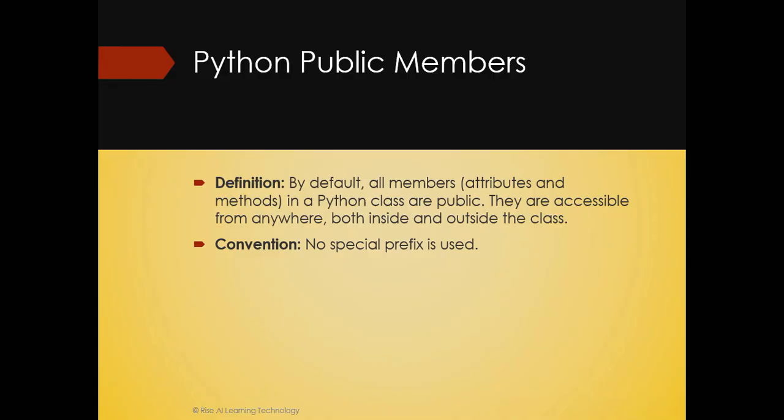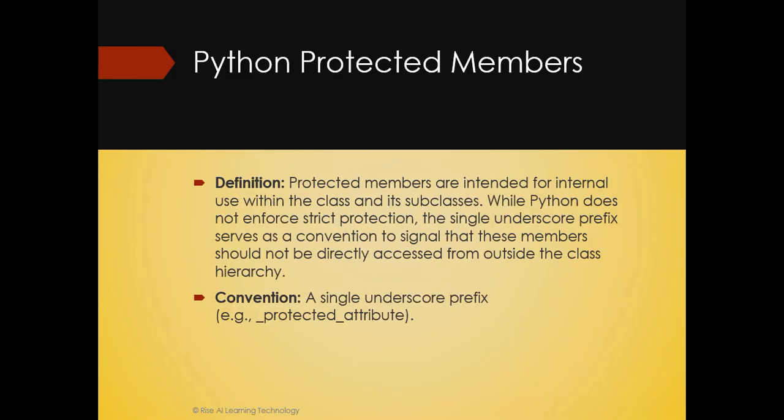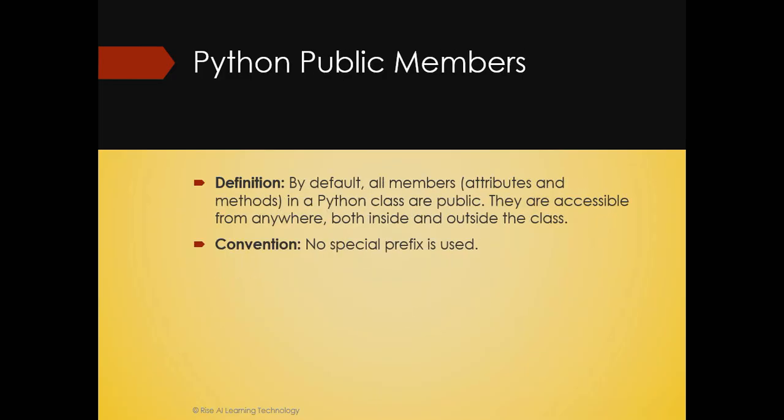Is it clear to everyone? Here I am telling you what a public method is and what a protected method is. Public methods are accessible from anywhere, both inside and outside the class, because they are public. Anyone can use it. No specific prefix is needed. As I told, a simple variable x equal to 10 is public.